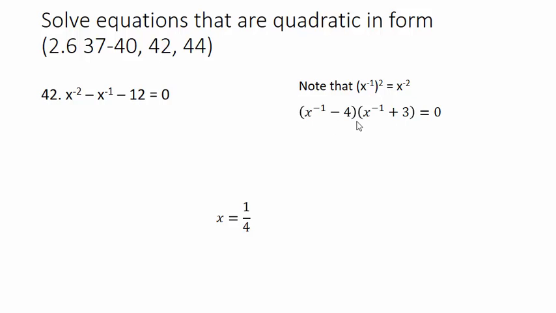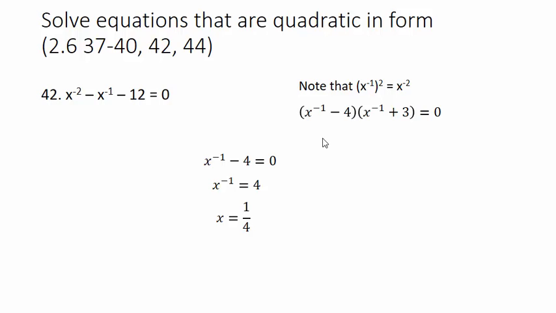And I have to use x to the negative 1s so that that's what I get in the middle, and then when I square it, I get x to the negative 2. So I can factor that expression into x to the negative 1 minus 4 times x to the negative 1 plus 3 equals 0. And then I set each of those equal to 0 and solve, and I get x to the negative 1 equals 4. x to the negative 1 minus 4 equals 0. Add 4 to both sides.